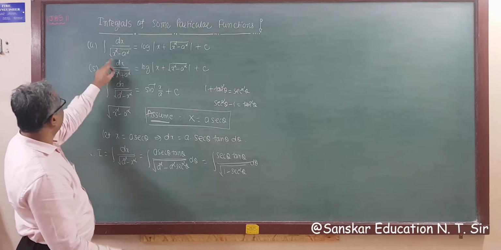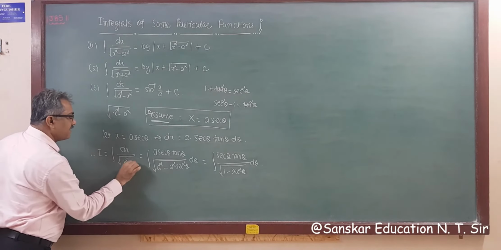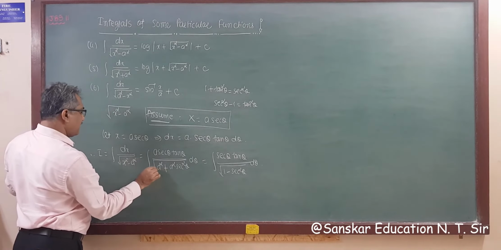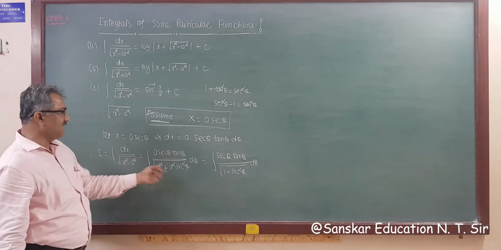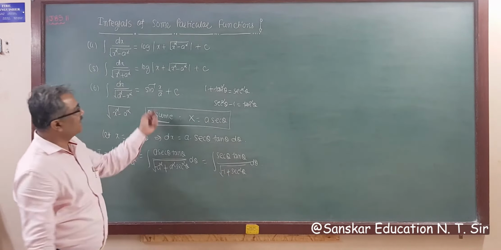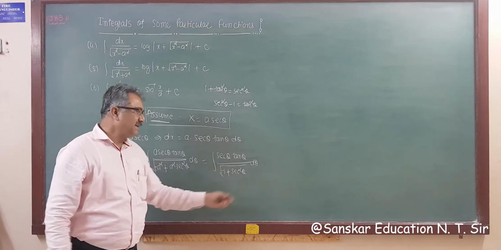What we are doing, we are making some mistake here. This is x square minus a square. So this is plus and this is minus. Taking a square common, this is sec square minus 1. So sec square minus 1 is tan square theta, and the square root of tan square theta is tan theta.